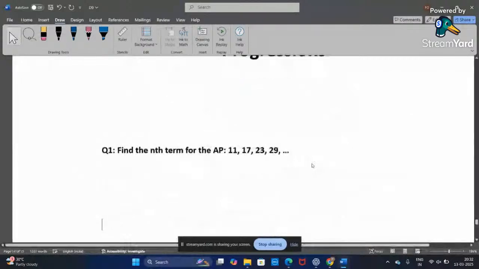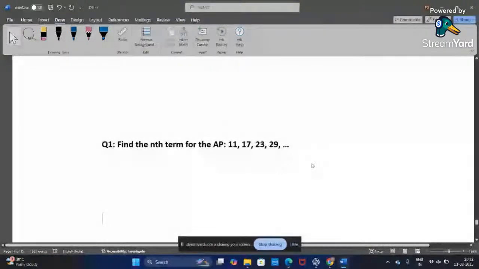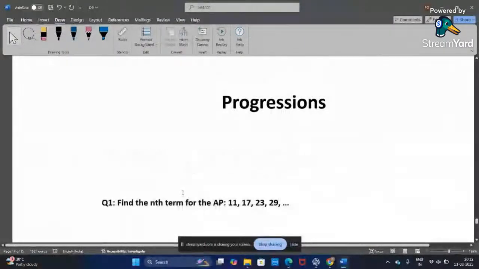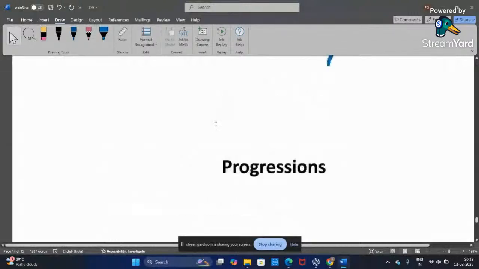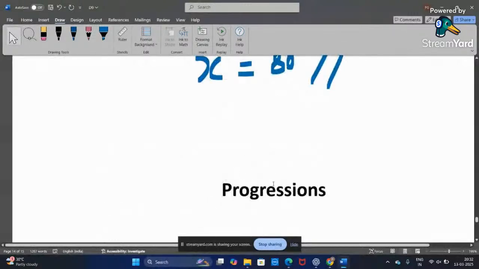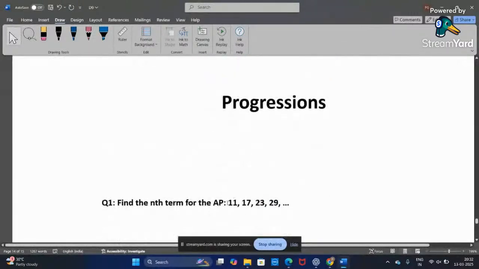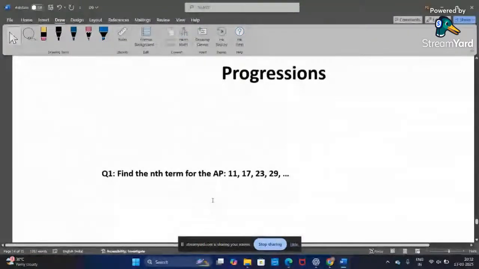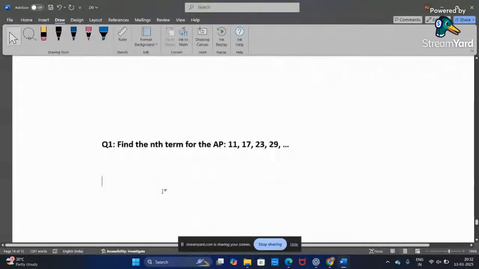In this, find the nth term of the arithmetic progression. Here, we are moving on to the next topic, that is called progression. In that, we are solving arithmetic progression. First, let us read the question. Find the nth term for the AP. The values are 11, 17, 23 and 29. In this, we need to find the nth term. I think you are all aware of this, right?